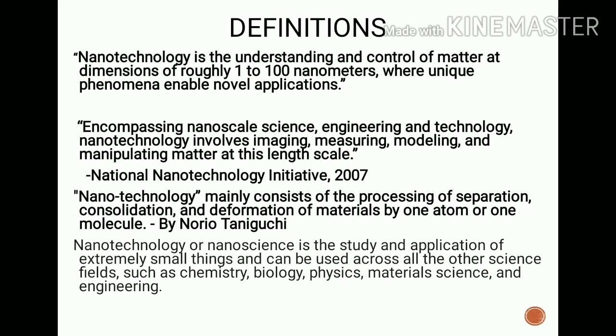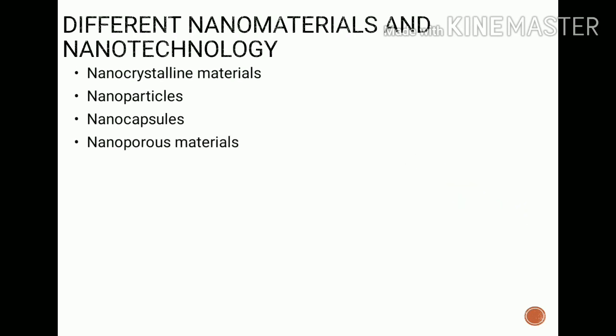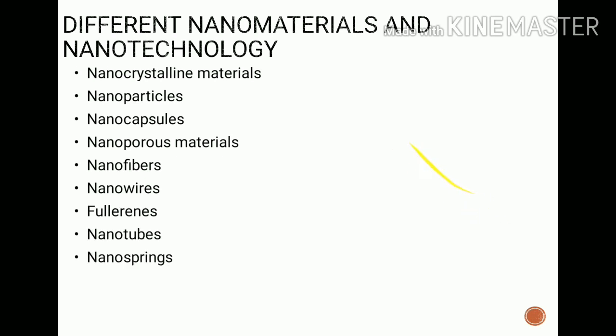Overall, nanotechnology or nanoscience is the study and application of extremely small things and can be used across all other science fields such as chemistry, biology, physics, material science, and engineering, or various engineering branches like electrical, mechanical, electronics, chemical, etc. Different nanomaterials and nanotechnologies mentioned here are: nanocrystalline materials, nanoparticles, nanocapsules, nanoporous material, nanofiber, nanowire, fullerenes or buckyballs, nanotubes, nanosprings, nanobelts, dendrimers, photolithography, nanolithography. These are the various schemes or technologies available.